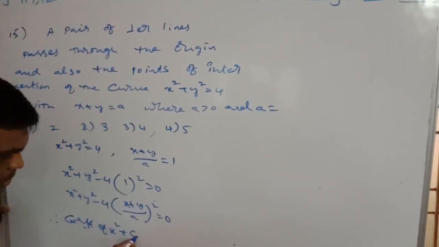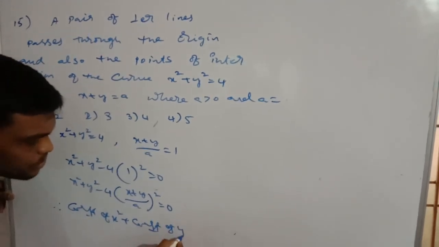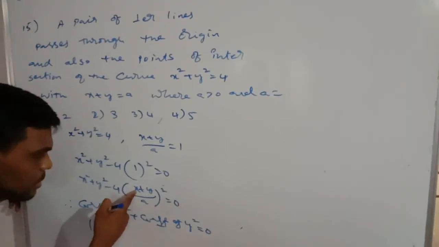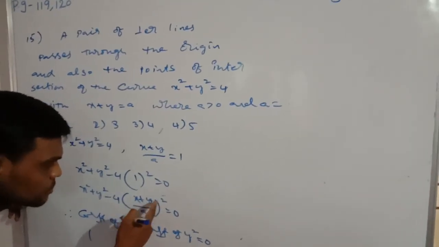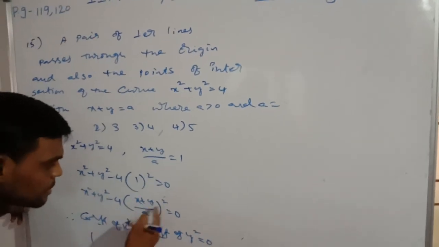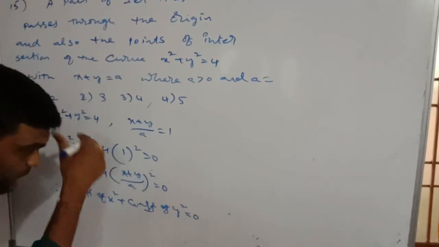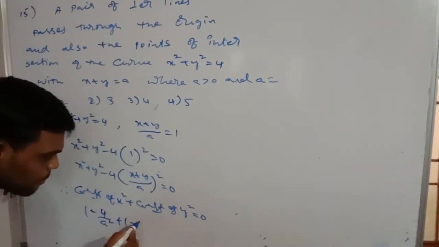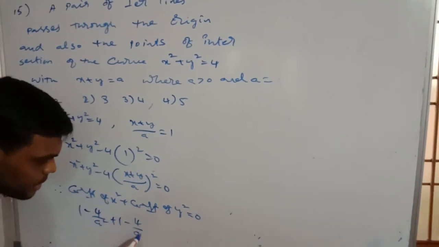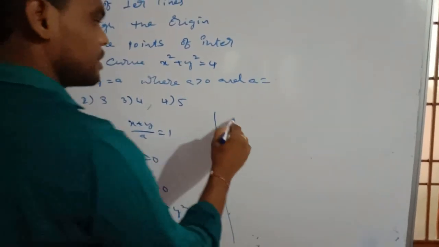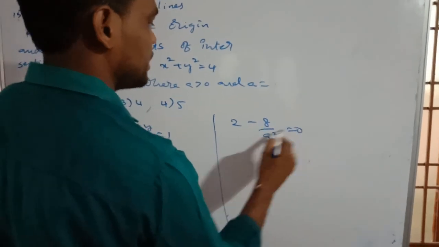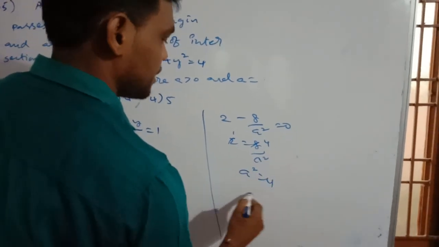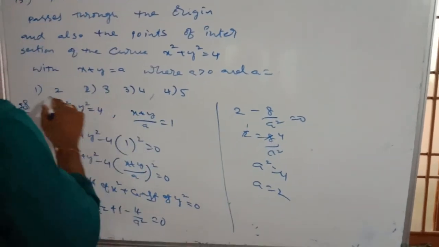Coefficient of x square means 1 minus 4 by a square, and also y square coefficient is 1 minus 4 by a square, is equal to 0. So 1 plus 1, 2 minus 8 by a square is equal to 0, and this is 2 is equal to 8 by a square, and this is a square is equal to 4, a is equal to 2. Now this is option 1.